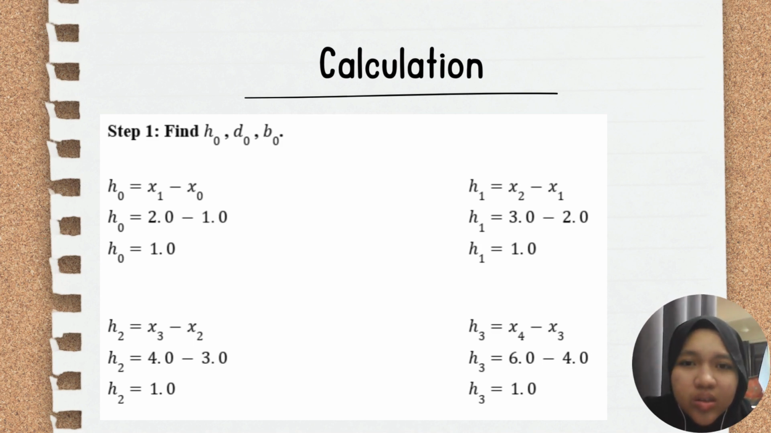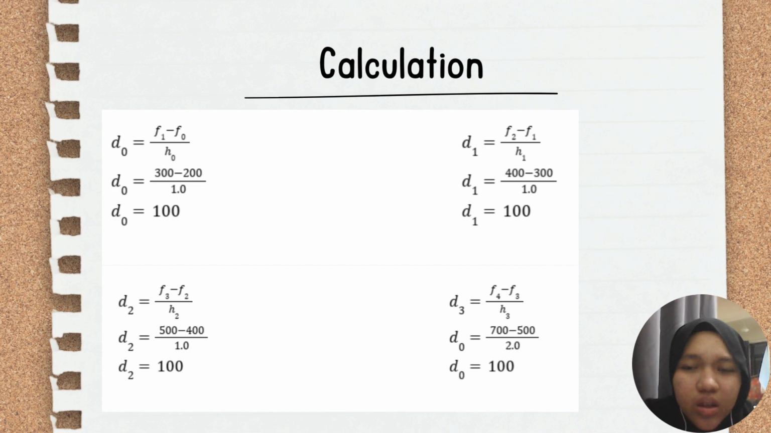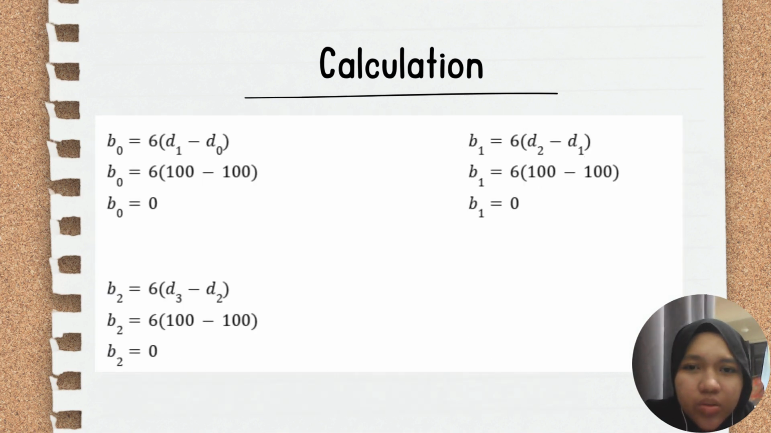So in this calculation, we got h0, h1, h2, and h3 equal to 1.0. Next, for the calculation of d0, d1, d2, and d3, all of these are the same, which is 100. For the calculation on this page, we got b0, b1, b2 equal to 0.